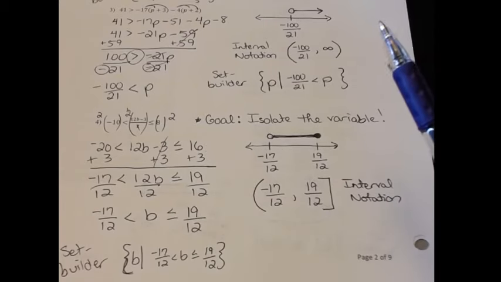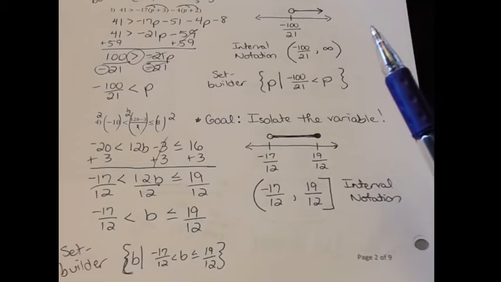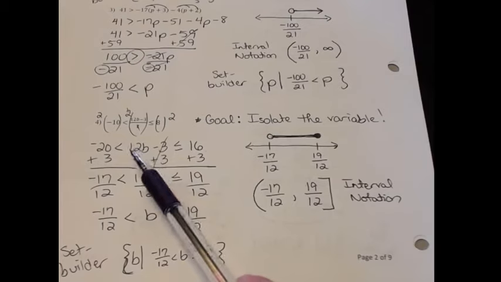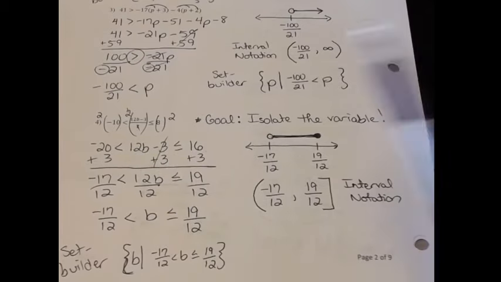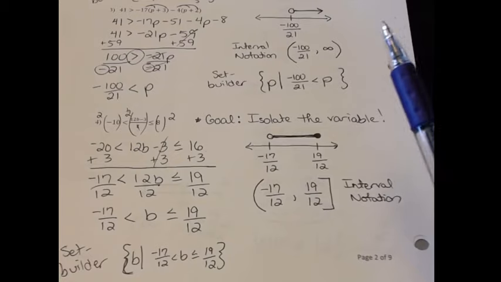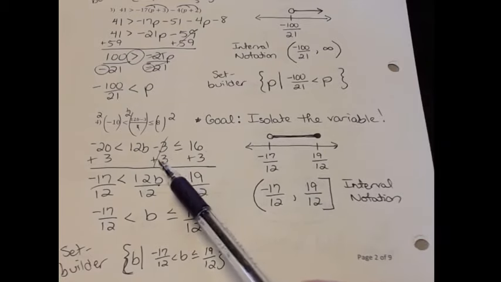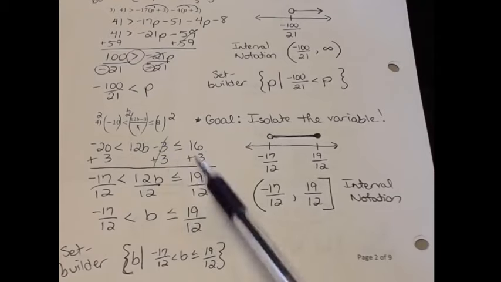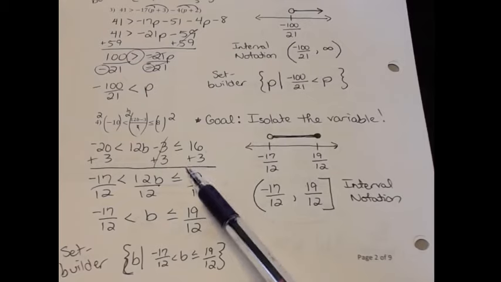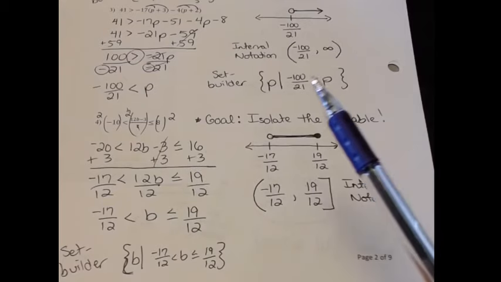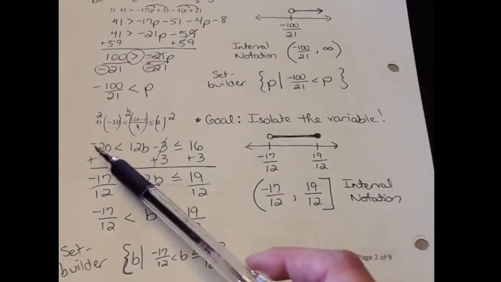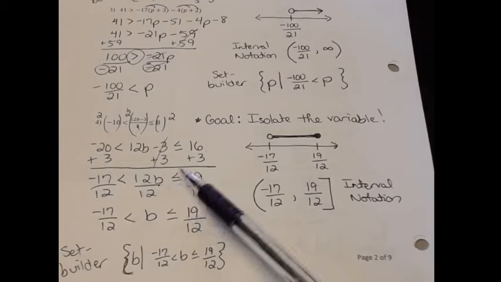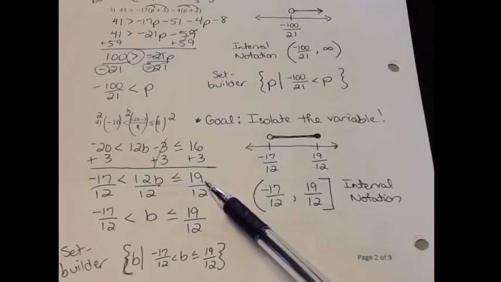Now recall that our goal for all of these problems is to isolate the variable. We are trying to solve for b. So if we have 12b minus 3 and we're solving two inequalities at once, we are going to move the -3 by using the opposite operation to both sides. So we're going to add 3 to both sides because, like I said, we're solving two inequalities at the same time. Those go away. So now we have -20 plus 3, which is -17, is less than 12b, is less than or equal to 16 plus 3, which is 19.